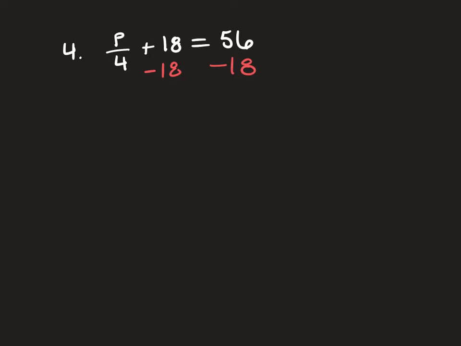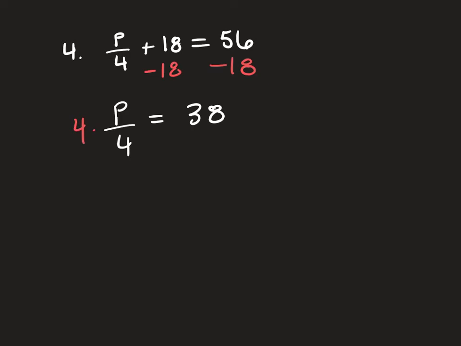All right, so subtract the 18 over. So then that gives you P over 4 equals whatever that is. My mental math is not working today. All right, so that gives you 38. And then you multiply both sides by 4.